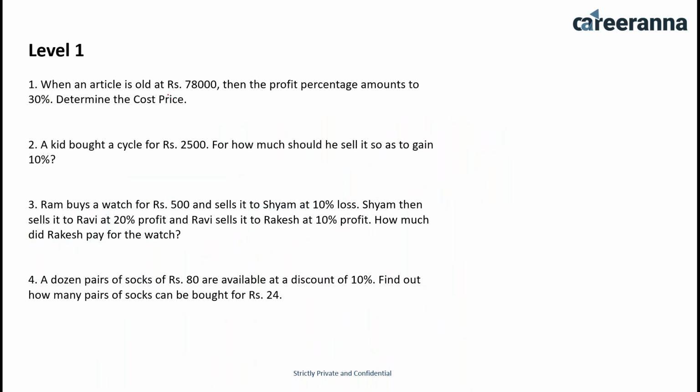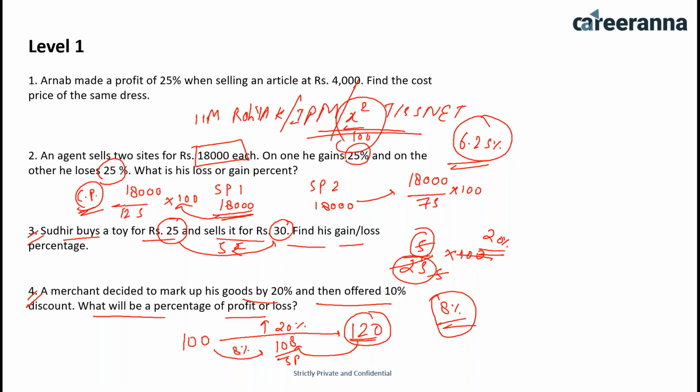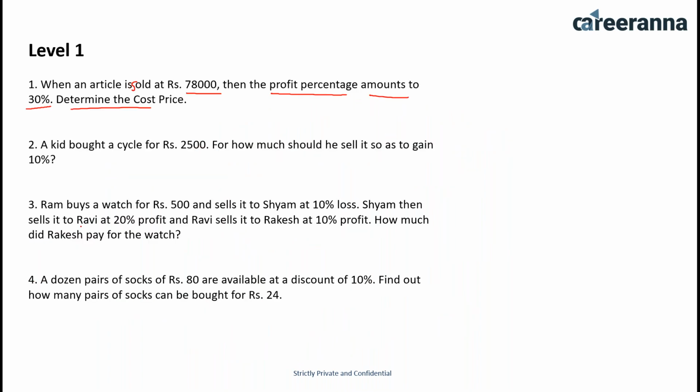First question: when an article is sold at rupees 78,000, then the profit percentage amounts to 30%. Determine the cost price. Okay, I'll explain the second question again. Don't worry, Swaraj, I'll do it in the next slide. There is a similar question. Yes, Aditya, Rohtak is easier than Indore. Okay, we'll focus on these questions. First question, what is the answer? 60,000, very good. How can we do it?